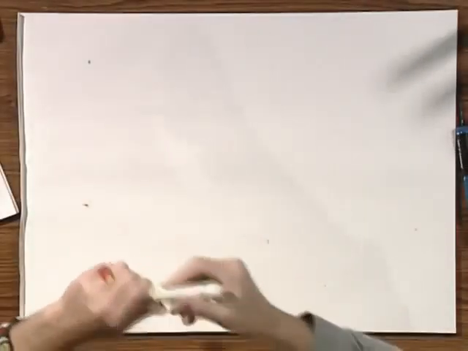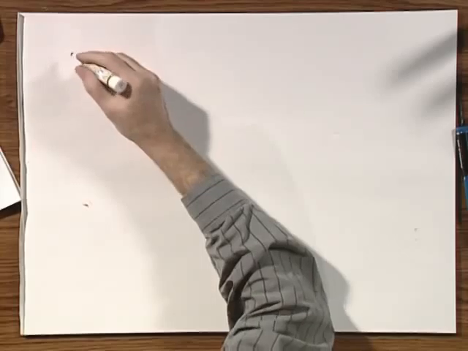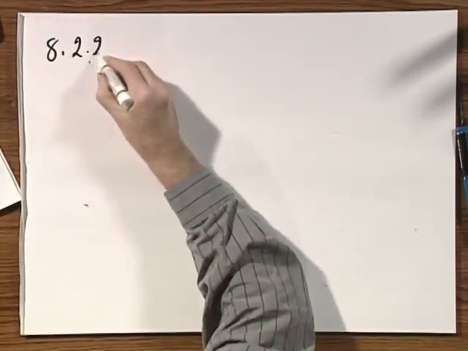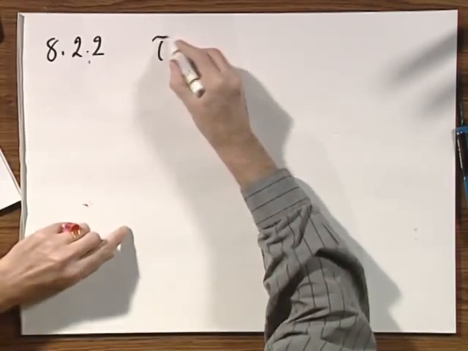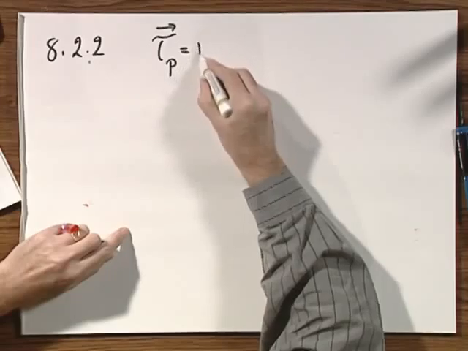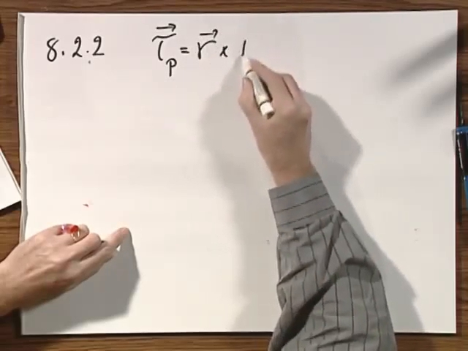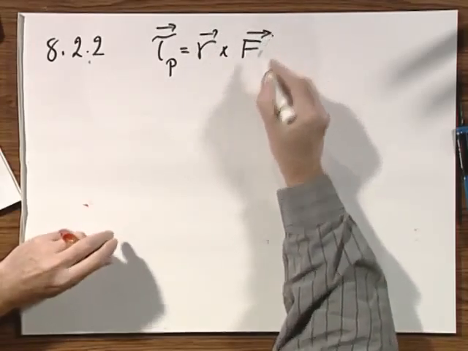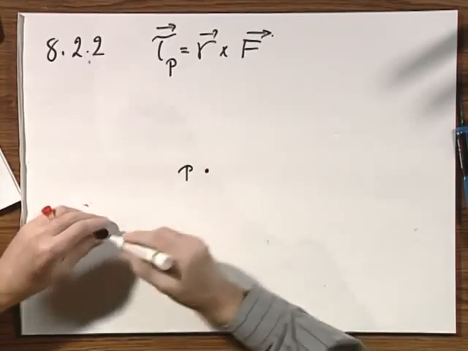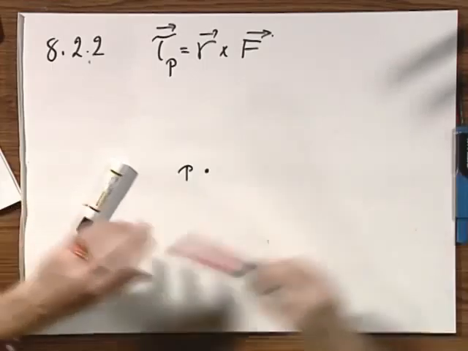So let's first start with problem 8.22 and discuss the general idea of torque. A torque is a vector and it is defined as r cross F. And I have to be a little bit more specific. A torque is always relative to a point.